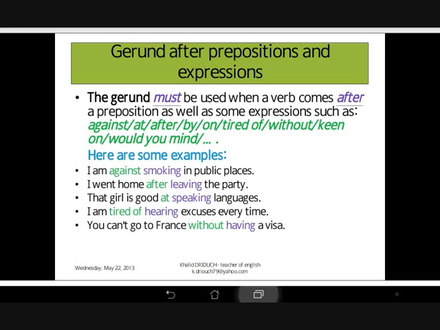I am tired of hearing excuses every time. You can't go to France without having a visa. We simply cannot use the infinitive after the expressions in green color: against, after, at, tired of, without.